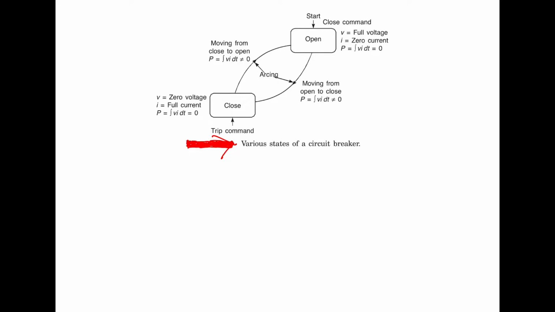Good morning, everyone. Now we'll start with the process of breaking the current, in the case of a circuit breaker.